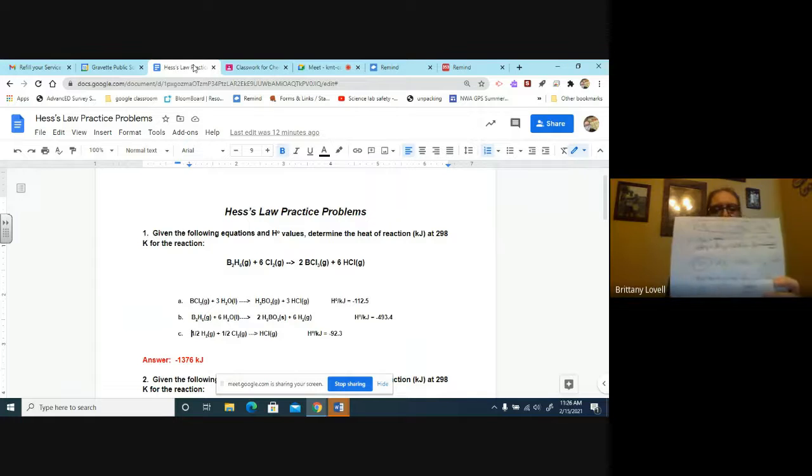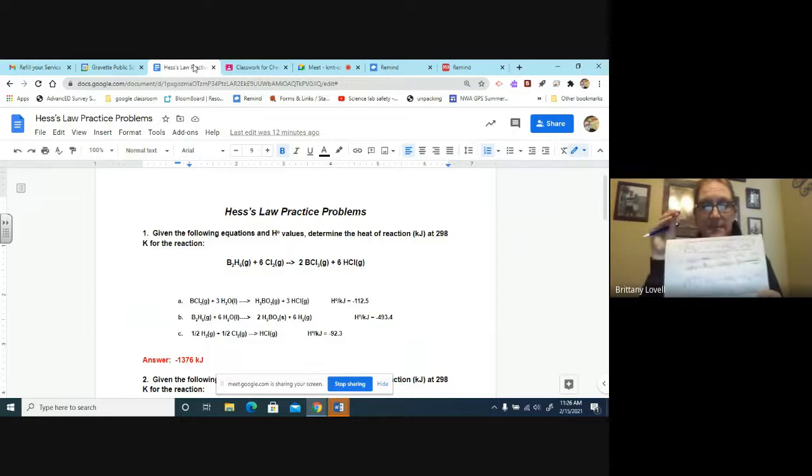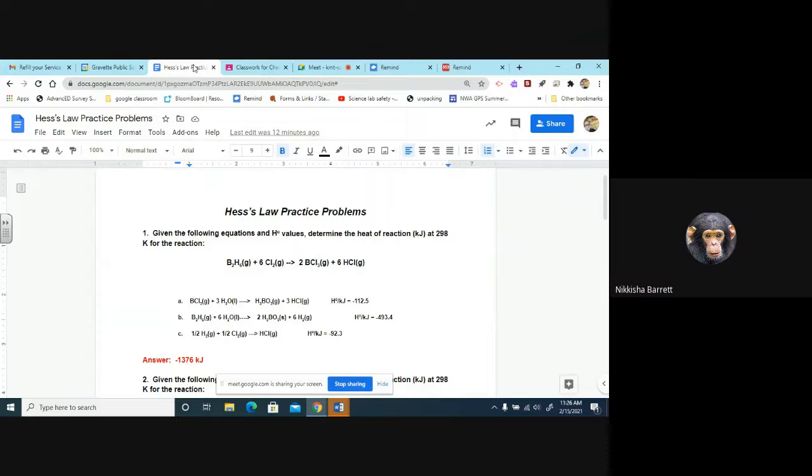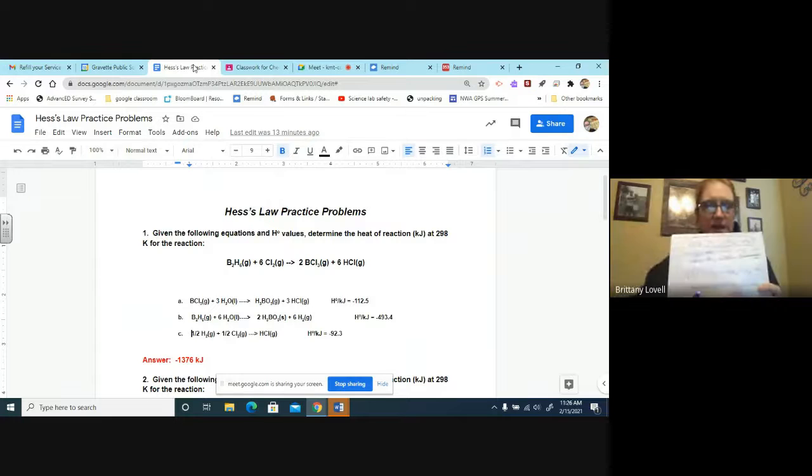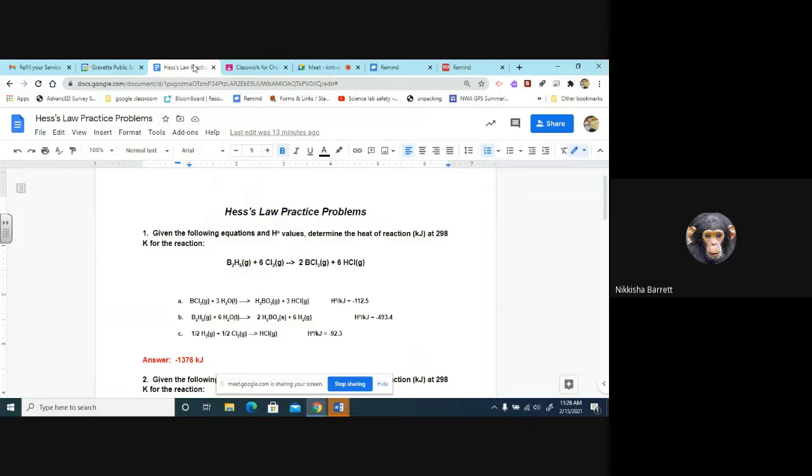What I did here is, anytime you have HCl or something that's the same on the reactant and the product side, you can cancel those things out. We had 6 HCl's on the reactant side and 12 HCl's on the product side, so you can cancel out 6 of the 12 on the product side. Okay. Does that make sense?